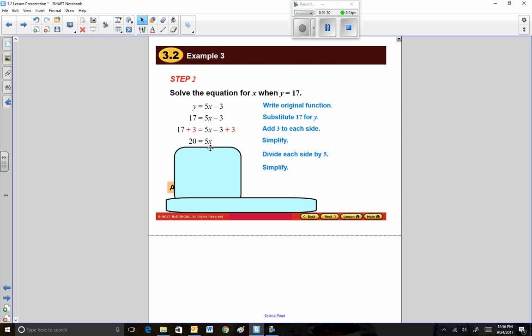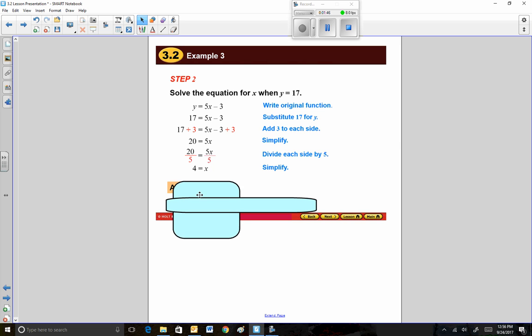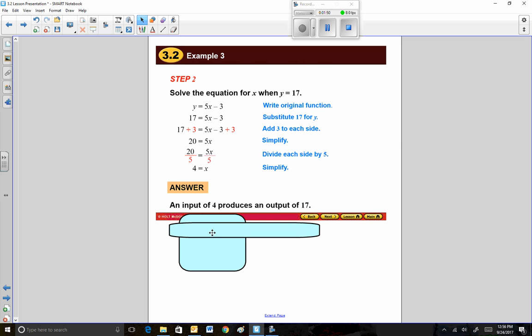And now we have one more step to go because x is not by itself yet, but if we divide by 5 on both sides, 5 over 5 will get me 1x, and that's my goal. So I put 5 over 5, and then I have the 20 divided by the 5. Now we get 4 equals x, and that's our solution. Answer: an input of 4 produces an output of 17. Let's take a look at another type.